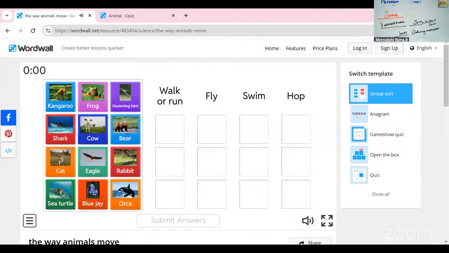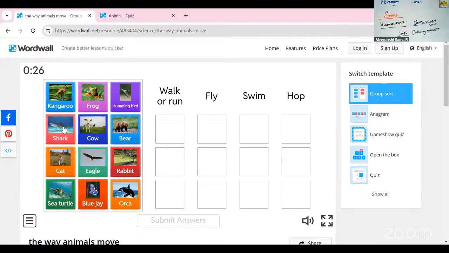Today's lesson title is Movement of Animals: walking, flying, swimming, and hopping. These are all the actions of movements of animals. There are different kinds of animal pictures here. We are going to match the right pictures to the places.